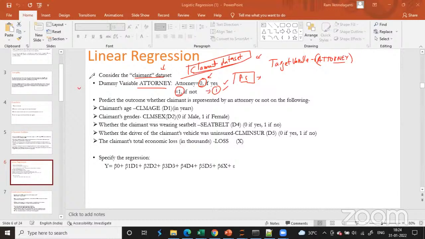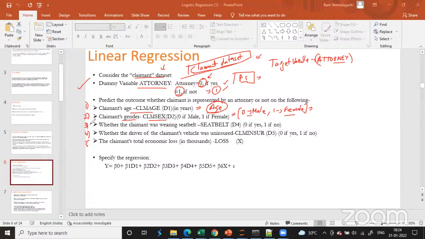So this is our target variable. Now what are our independent variables? Our independent variables are claimant age, number of years. The second independent variable is claimant sex or gender. If that person is male, you can assign a value of 0. If that person is female, you can assign a value of 1. This is what you are going to do.